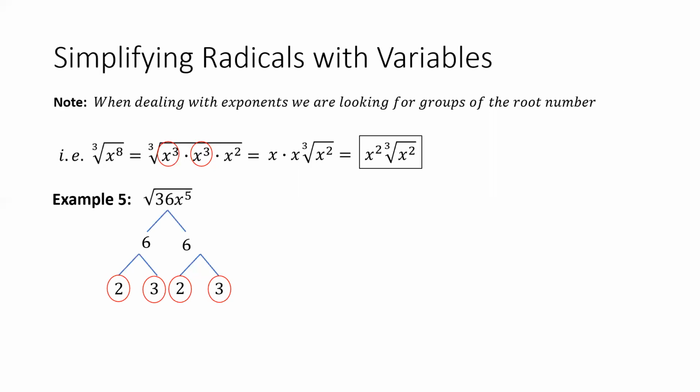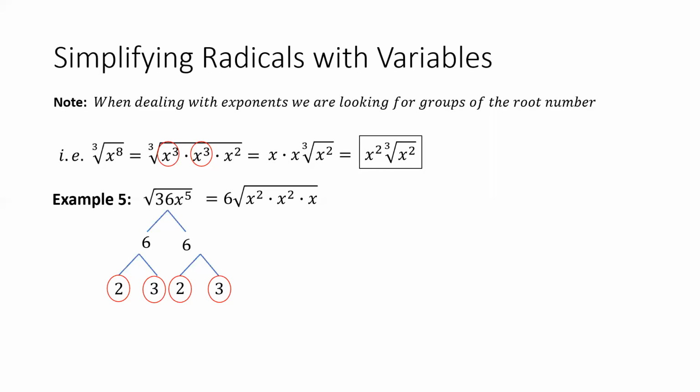Here we have a few more things going on, but that can happen, so just be aware of that. So I know that I have a 6 in front of my square root. Well, I know I have a 2 and a 3, and 2 times 3 gives me 6, so I know that's happening. And then I have a total of 5 x's. So I'm looking for groups of 2 in my x to the 5th. Well, I can pull out one x squared, leaving me with 3 remaining x's. I can pull out another x squared, leaving me with a single x. And so that's how I get that x squared times x.